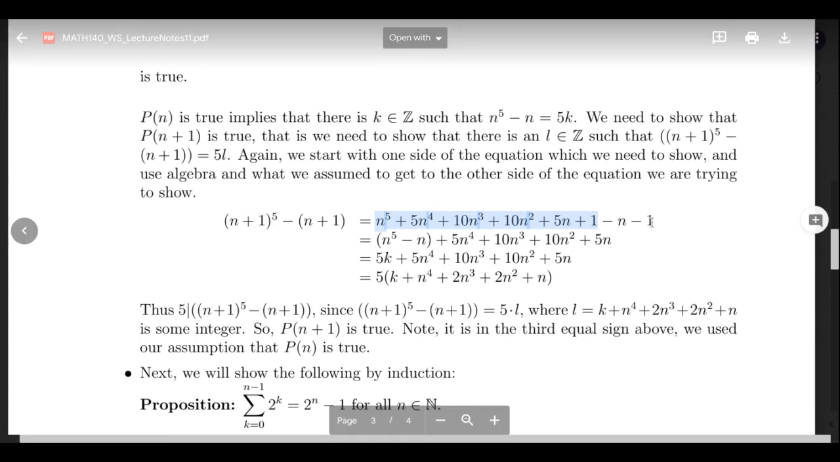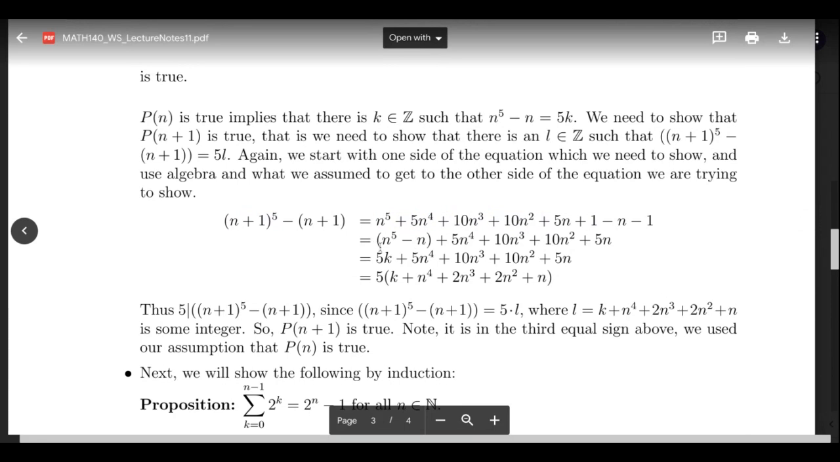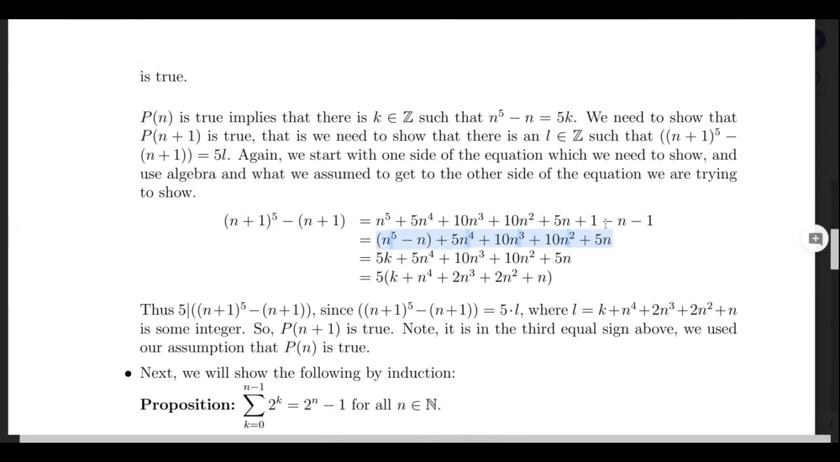Now minus n minus 1, right? So simplify 5n minus n, that becomes 4n, but anyway, we don't have to do that. So look at the second one. We move minus n to go with n raised by 5, so we have n raised by 5 minus n. Then plus 5n raised by 4 plus 10n raised by 3 plus 10n squared plus 5n, because 1 minus 1 becomes 0.